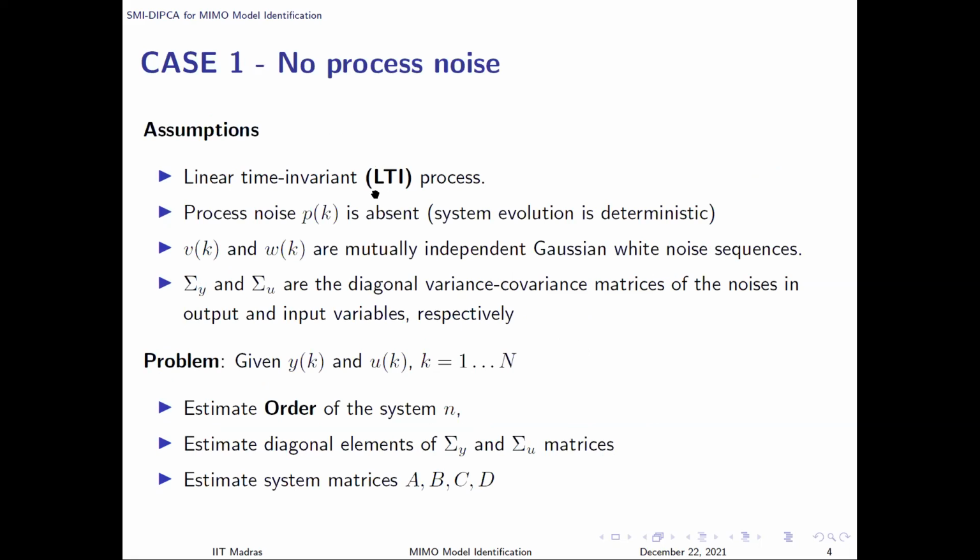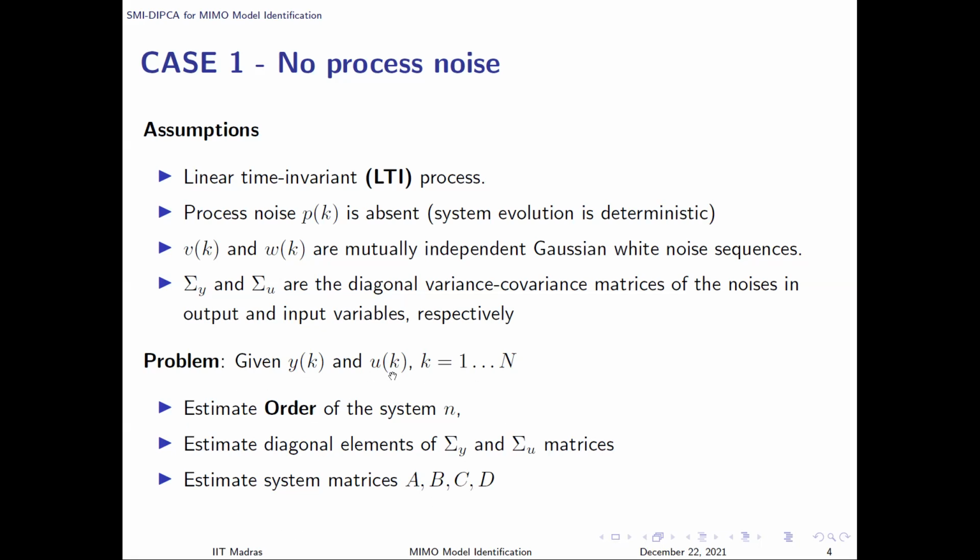So we look at the special case of no process noise. In this case, the usual assumptions are made on WK and VK, which are the noises corrupting the input or output measurements. They are independent Gaussian white noise sequences, and we'll call the covariance matrices of errors in y and u sigma y and sigma u. Maybe I should have used sigma v and sigma w, but for whatever reason the symbols are slightly different. P may also have a covariance matrix. Since it's absent, we are just ignoring it for the time being, and we are only interested in estimating the system matrices along with the covariance matrices for the errors in y and errors in u. The order of the system is not known. That also has to be estimated, n. So that's what is stated here.